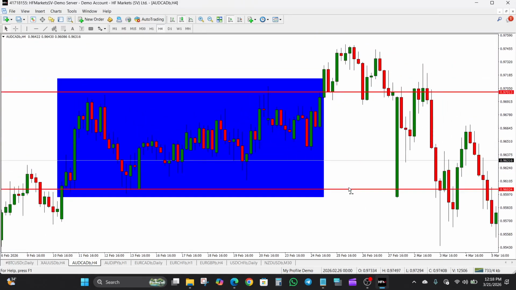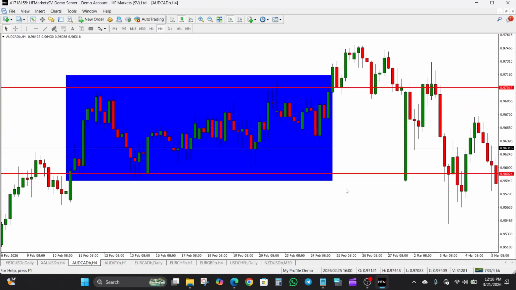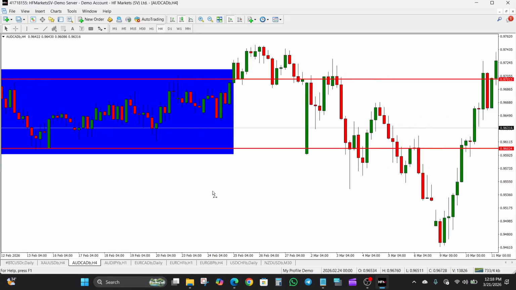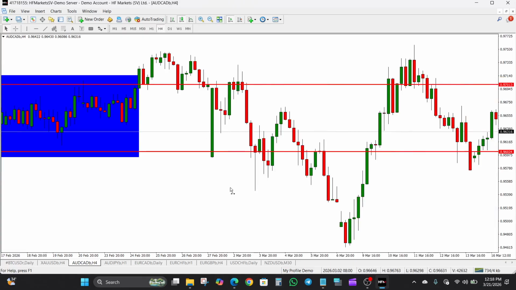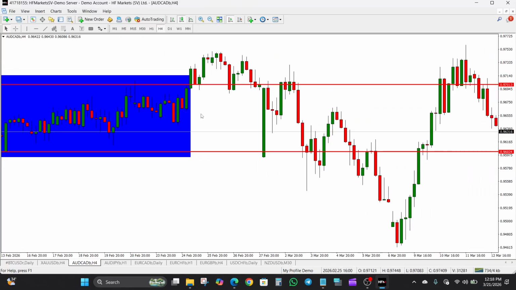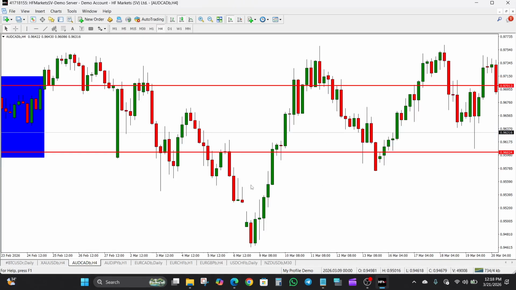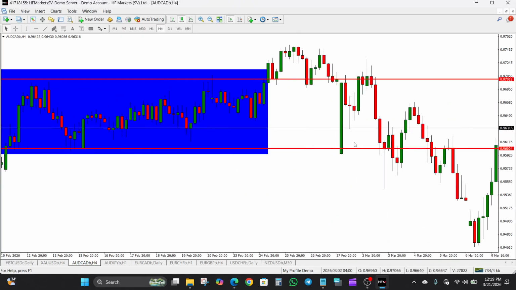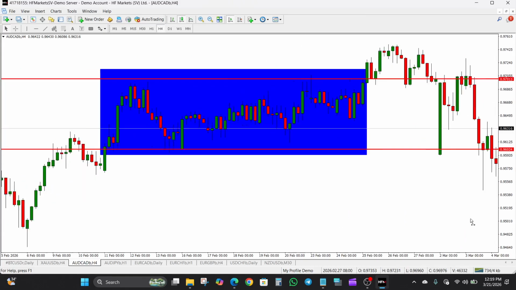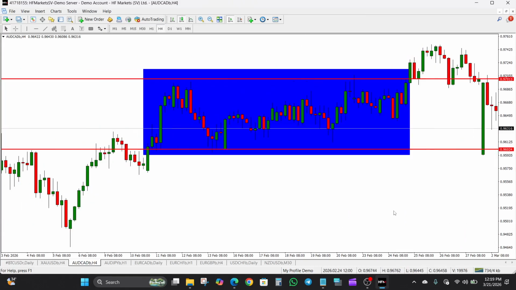However, channels don't last forever. Eventually, price will break out, could be above the resistance or below the support. That is the reason why traders must stay alert. A breakout can signal the start of a new trend.